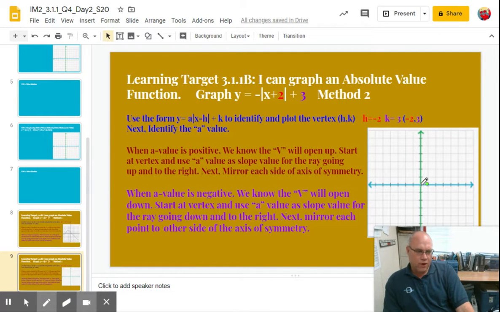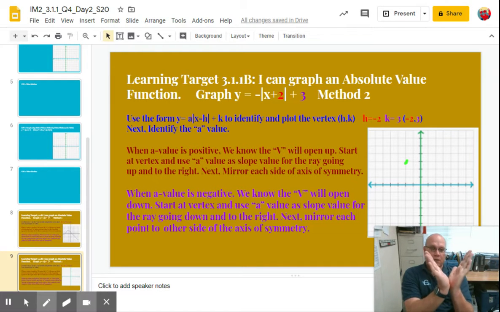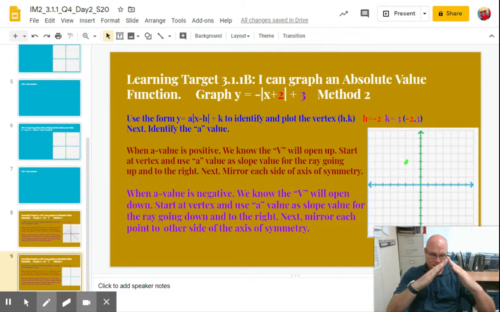So just like before, we're going to plot the vertex. So we go -2, up 1, 2, 3. All right. So now here's the difference. If the A value is positive, then we know the V is going to open up. If the A value is a negative value, then we know the V opens down. So in this case, our A value is -1. So A equals, it just says negative sign. That means it's -1. If you don't see a number there, it means -1. All right, so we know this one opens down.